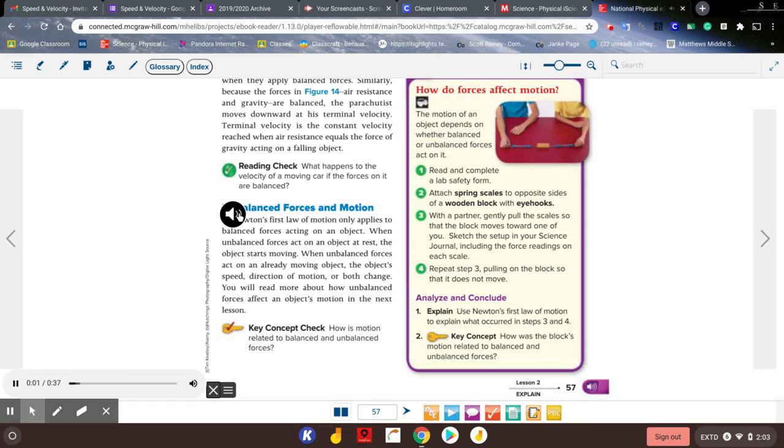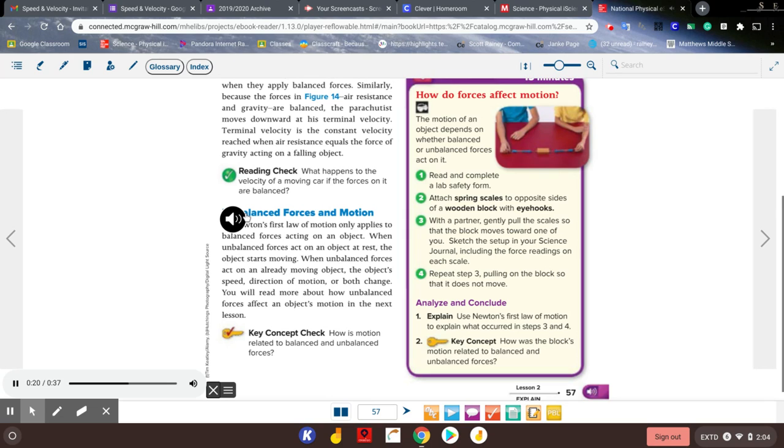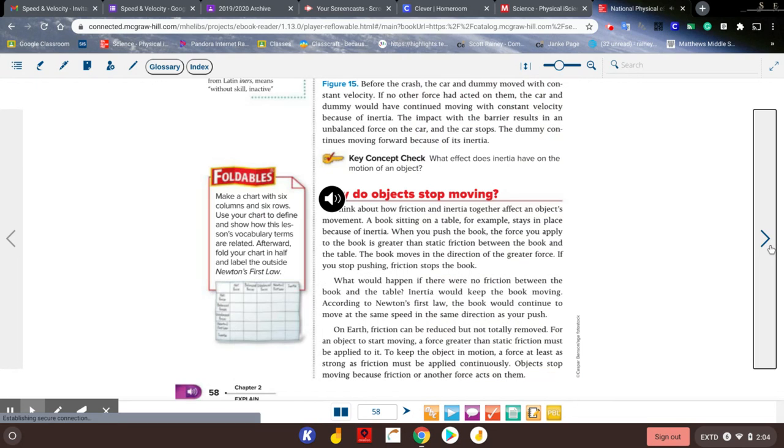Unbalanced forces and motion. Newton's first law of motion only applies to balanced forces acting on an object. When unbalanced forces act on an object at rest, the object starts moving. When unbalanced forces act on an already moving object, the object's speed, direction of motion, or both change. You will read more about how unbalanced forces affect an object's motion in the next lesson. Key concept check.